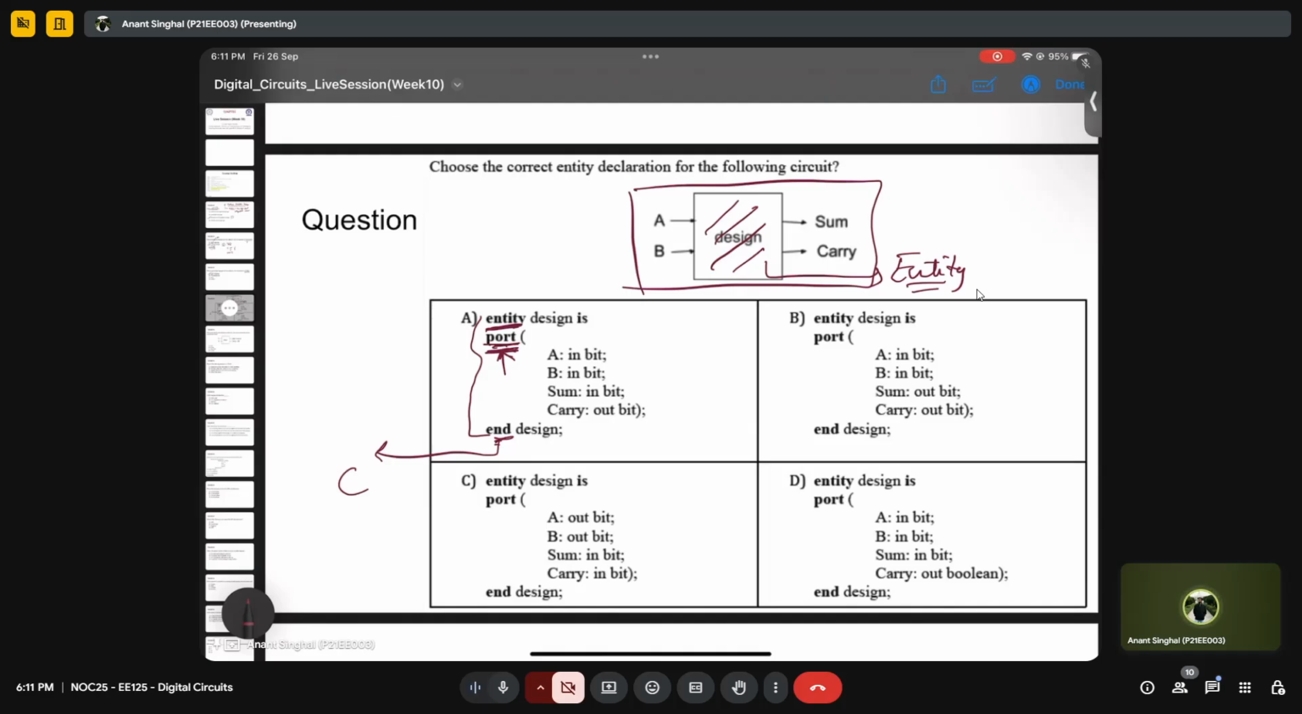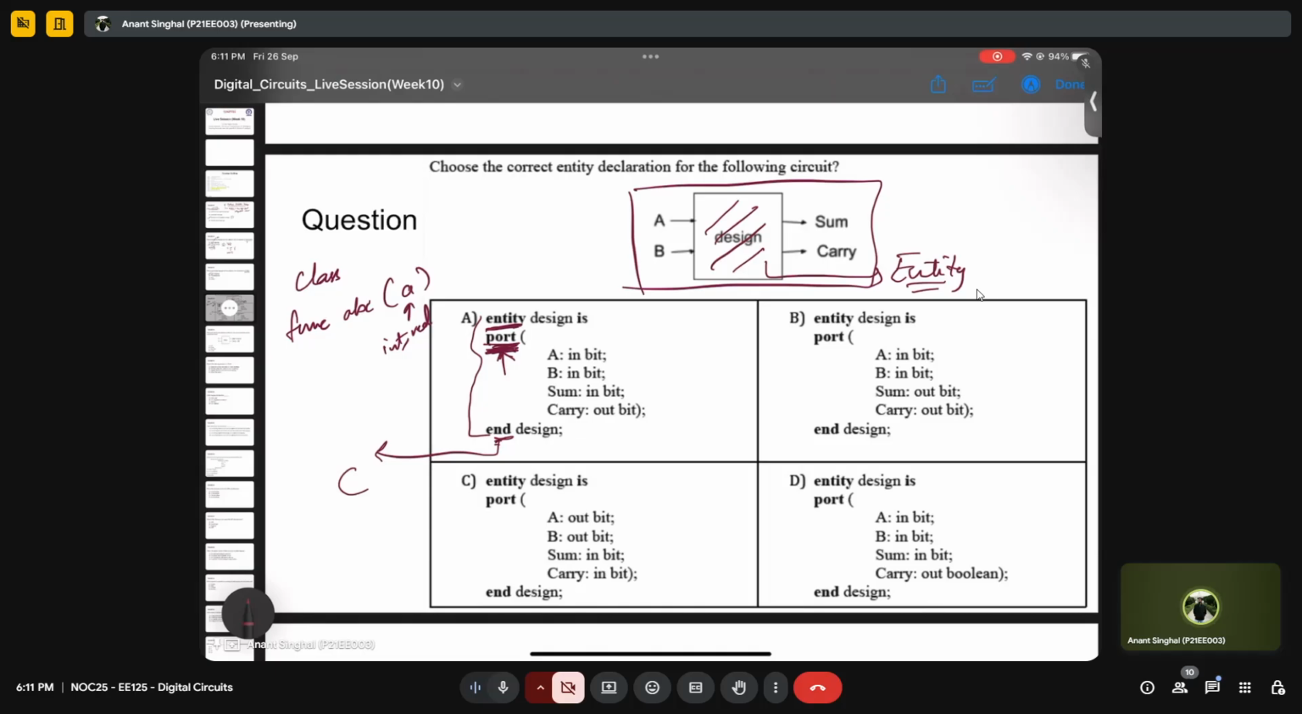Like in your C programming, let's say, what example can I take? I'm not sure if you are already aware of C programming, but there are functions and classes in which you define some variables. Let's say there is a function named ABC, and you define a variable A. This can be either an integer or a real variable. I don't want to go into much detail because you might not be aware of these programming languages yet. So the port here represents all the input and output ports of this particular design.